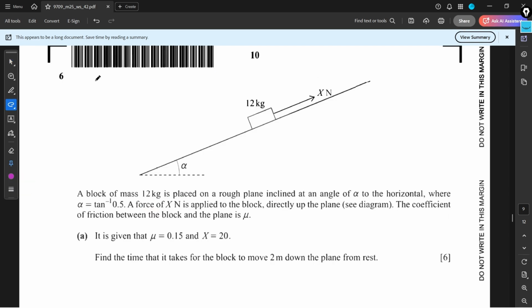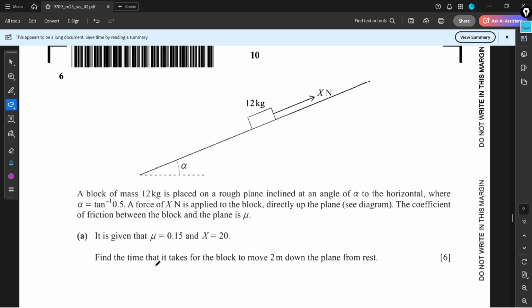Now for the next question, we have this diagram in which we can see that there is a block of mass 12 kg, which is placed on a rough inclined plane, which is inclined at this angle of alpha from the horizontal. The value of alpha is given as sin inverse of 0.5. Then there is a force of X which is trying to pull the block upwards. The force is parallel to the plane. The coefficient of friction between the block and the plane is given by mu. In the first part, it is given that the values of mu and X are 0.15 and 20 respectively.